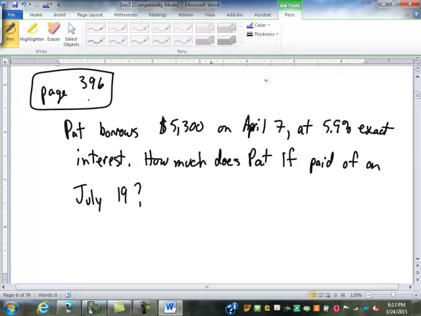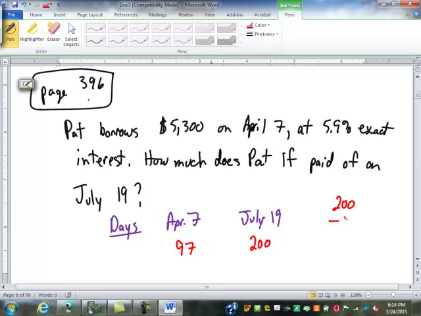So first thing we have to do is figure out the days. We are going from April 7th to July 19th. What day is April 7th? 97. How about July 19th? 200. So we're going to subtract there. 200 minus 97 is 103 days. On the test, when we do these types of problems, a majority of the mistakes are made in calculating the days. Be careful with them.